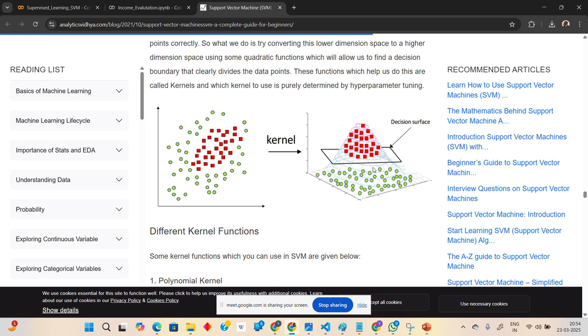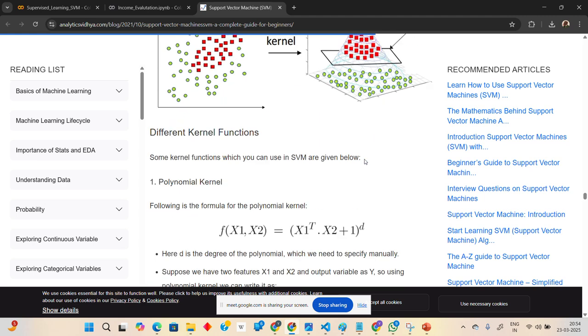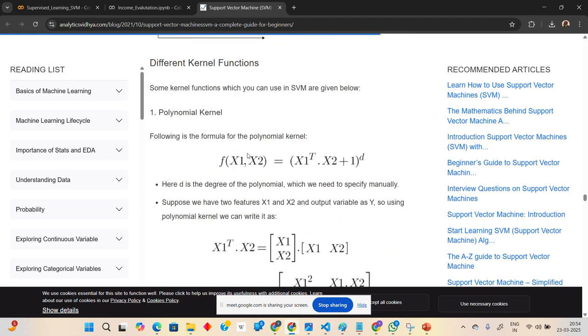Okay. So if we do this, then ultimately what it is going to do is convert the lower dimension to the higher dimension. Got it? Lower dimension to the higher dimension. That is what kernels do. What are the different types of kernels again?